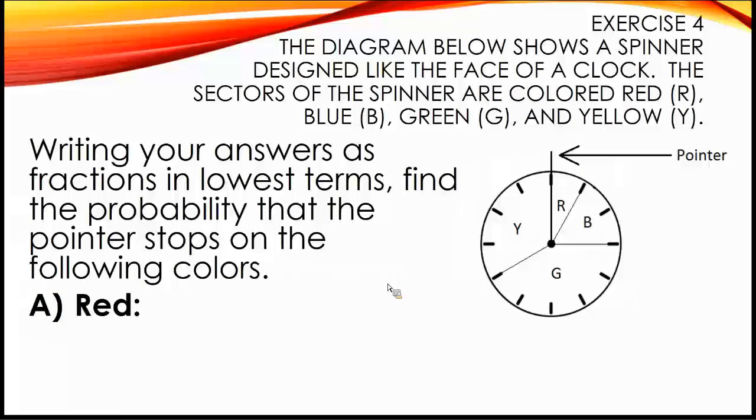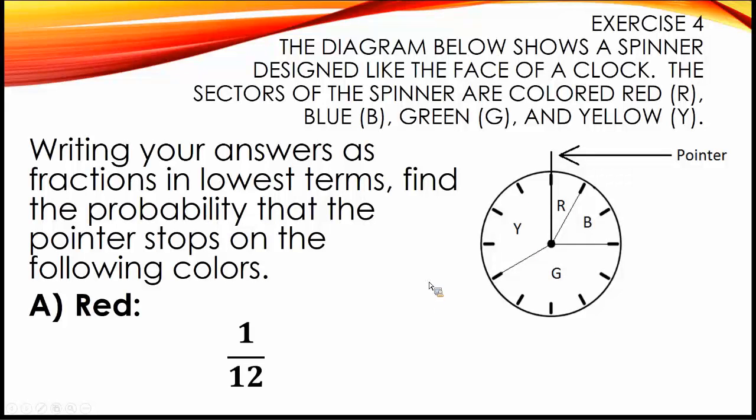For exercise 4, the diagram below shows a spinner designed like the face of a clock. The sectors of the spinner are colored red, R, blue, B, green, G, and yellow, Y. Writing your answers as fractions in lowest terms, find the probability that the pointer stops on the following colors. So for red, if we look at all the different sections of this spinner, we would see that there are 1 for red, 2 for blue, 1, 2, 3, 4, 5 for green, and 4 for yellow. So if we were to find a grand total of all this, there are 12 sections.